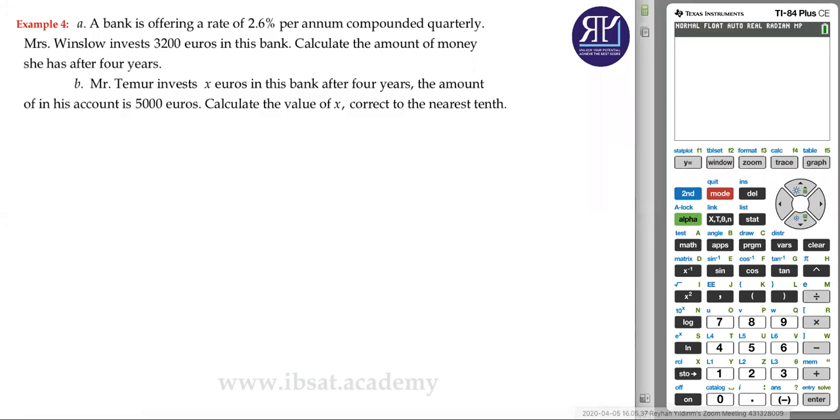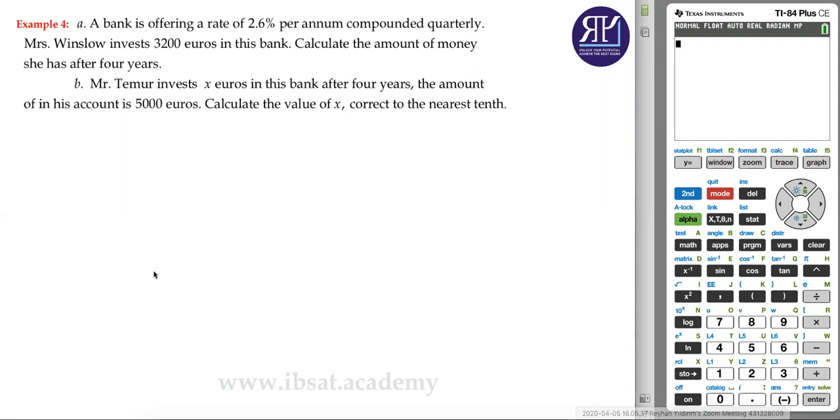Now let's solve the fourth question on loans and annuities. A bank is offering a rate of 2.6% per annum compounded quarterly. Mrs. Winslow invests 3,200 euros in this bank. Calculate the amount of money she has after 4 years.